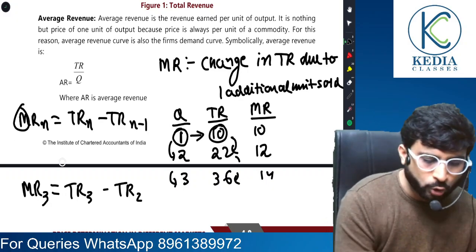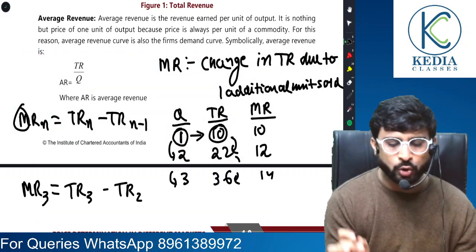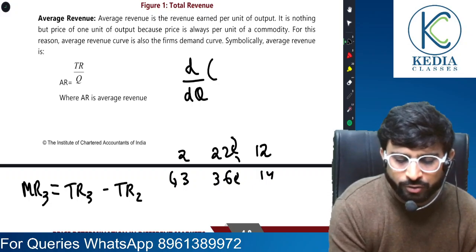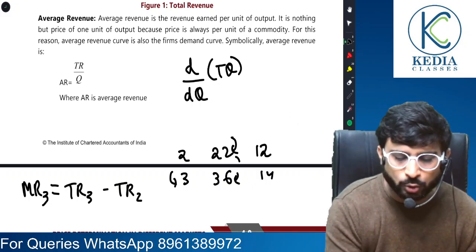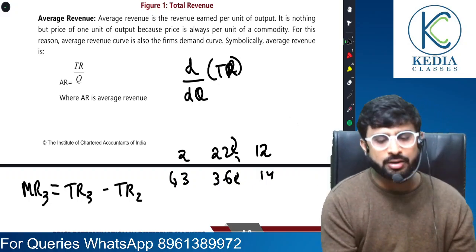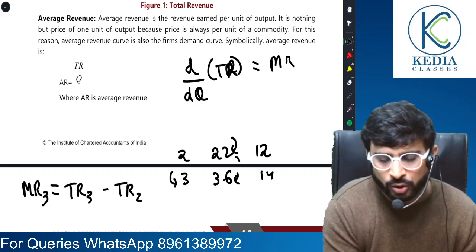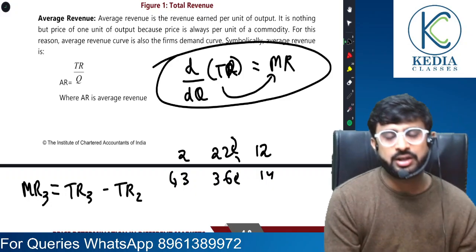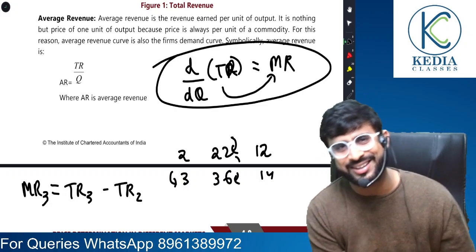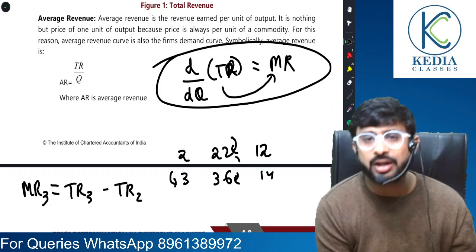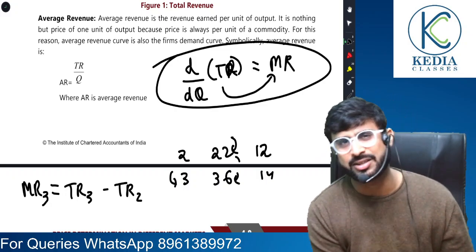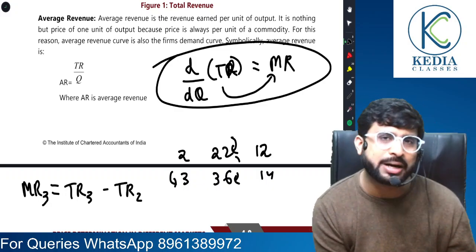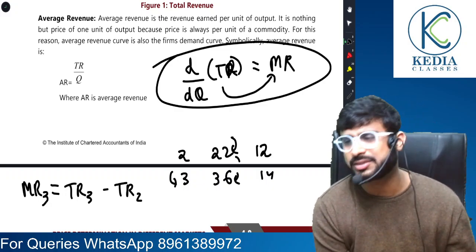One more thing you want to know? Yes, sir. Whenever you differentiate total revenue, you get marginal revenue. In fact, in maths we also study that the derivative of total is marginal. Derivative of total is marginal. Remember this, everyone.